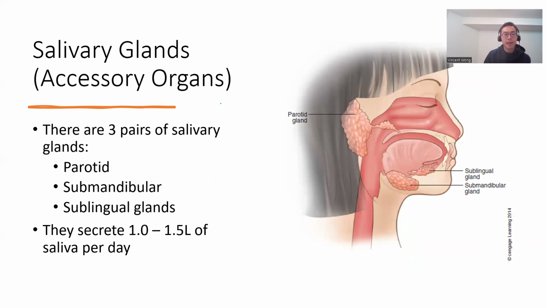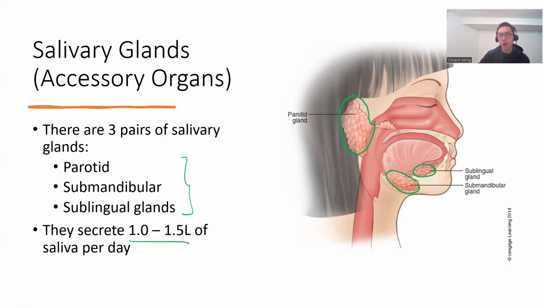There are 3 pairs of salivary glands. We labeled those already. There's one next to the ear, the parotid. Underneath the tongue, you can probably see that one. Like if you curl your tongue up, you can see the opening of the gland. It's a little bit darker coloration. That's where the saliva comes out. And you also have your submandibular gland. So together, they secrete 1 to 1.5 liters of saliva every day.